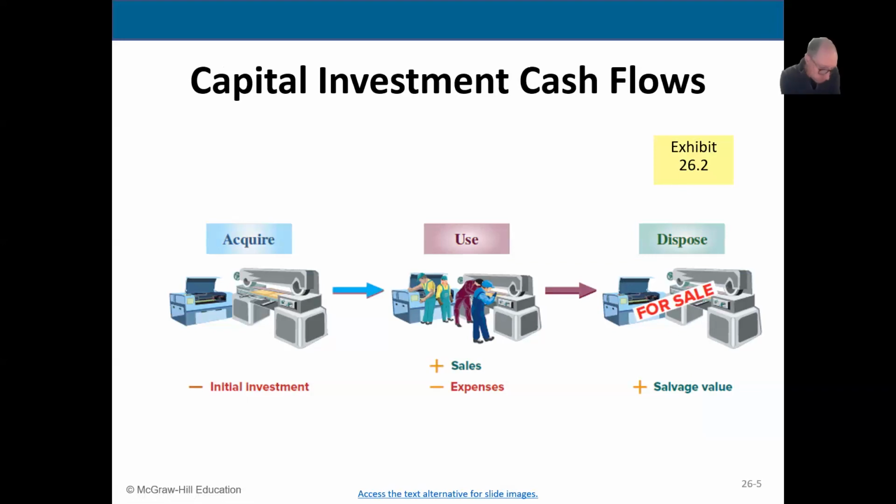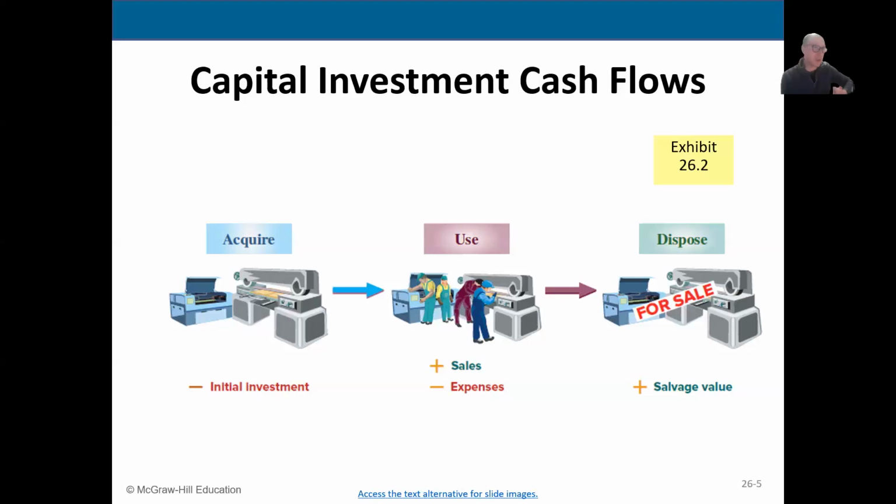Where does the money come from to purchase the property, plant, and equipment? Well, it usually comes from either taking out a loan, issuing stock, issuing bonds, maybe both, maybe raising the cash from the original owners. That's where the cash comes from into the business. The cash flows out of the business for that initial investment, right? So to acquire it, cash flows out of the business to buy it.